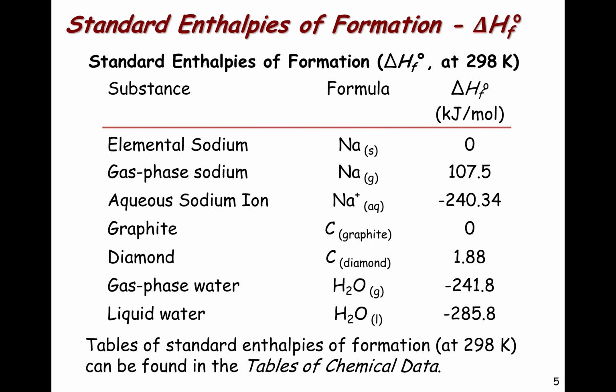Seen here is a tabulation of some of the enthalpies of formation for various substances that bring out this point. So, for example, elemental sodium in its most stable form is a solid, and therefore its heat of formation is 0. Whereas if you had sodium in the gas phase, you would actually have to put some energy into sodium in the solid state to get it to be in the gas phase. That's why the heat of formation of gaseous sodium is a positive 107.5.